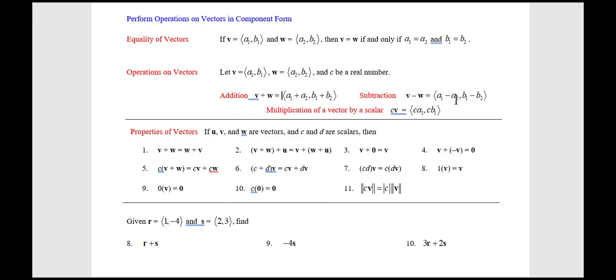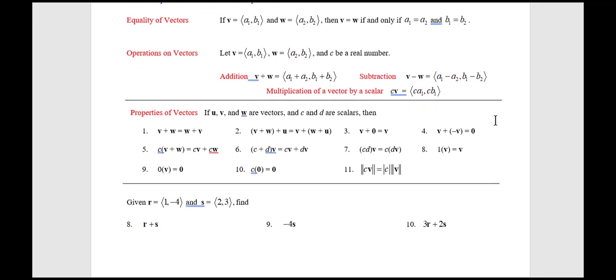Subtraction works the exact same way over here. Scalar multiplication, well, we thought of these scalars as scaling the size of the vector. If I know the vector went over an amount a1 and up an amount b1, and I want to scale that by a factor of c, I just multiply both of those numbers by c. And that's exactly what this scalar multiplication property for vectors is telling us. To multiply a vector by a scalar in component form, the scalar just goes to both components.